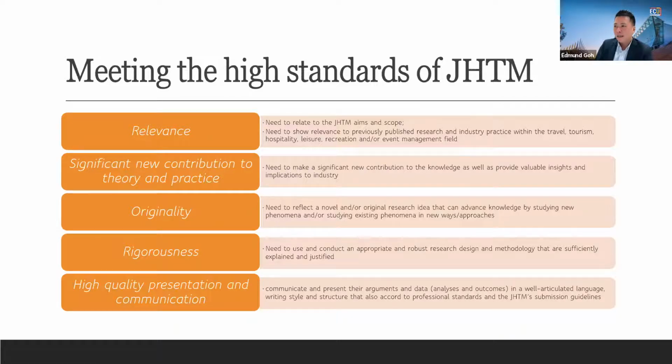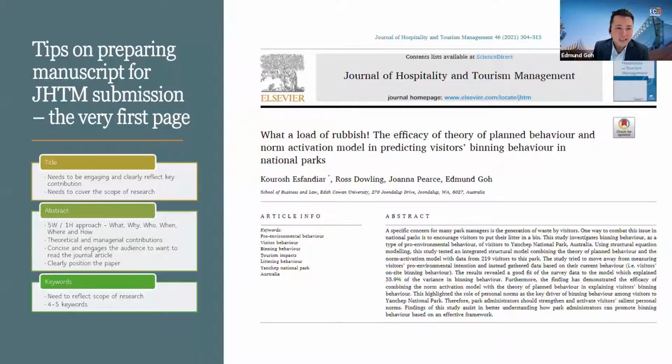How do you put together your awesome research project into a 6,000, 7,000 word research manuscript that is clearly articulated, clear to understand, and that the readability is of a high standard? Yeah, and that's what is very important. So these are the 5 key criteria of meeting the high standards of JHTM. Yeah, and once again, there are no shortcuts.